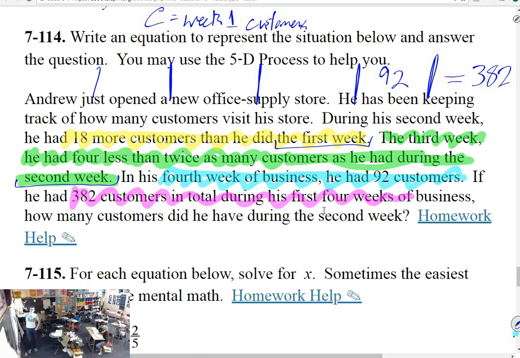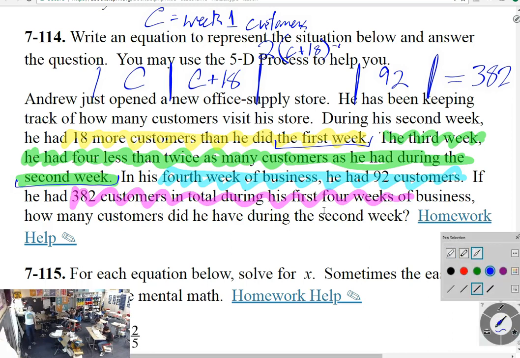Week one, we just said we're going to call C for customers in week one. Haley, how would I express week two? C plus 18. C plus 18. How would I express week three? This is where it gets real tough. 2 times that previous week, C plus 18. Now, when I think about what that really is, what's 2 times C? 2C. 2 times 18? 36. Minus 4?